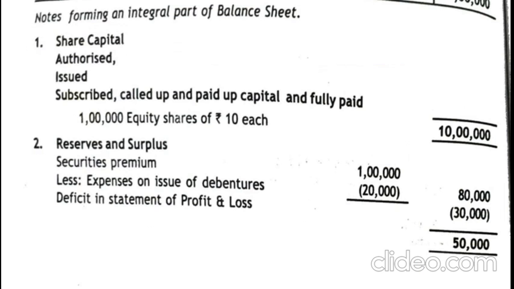The loss is 30,000. So from the balance 80,000, 30,000 is deducted. So your reserves and surplus balance is 50,000.